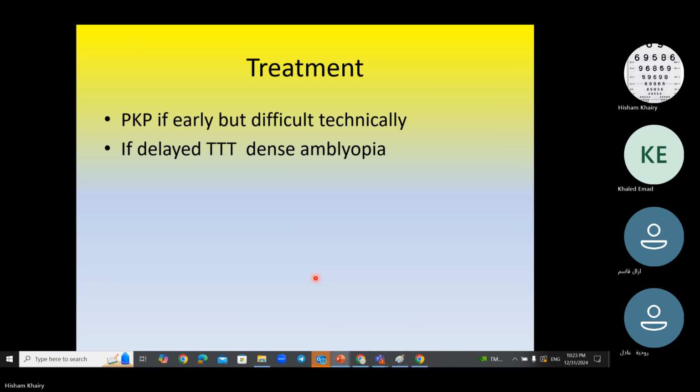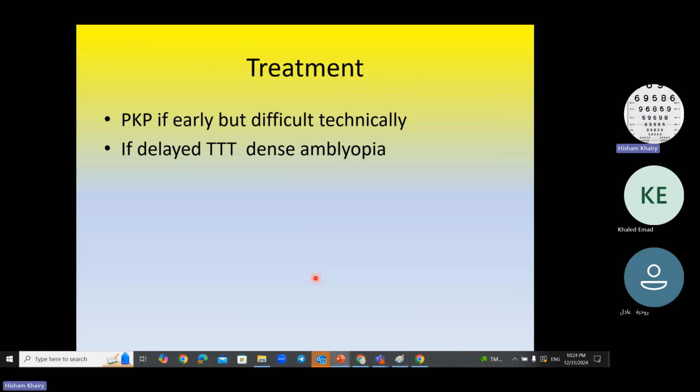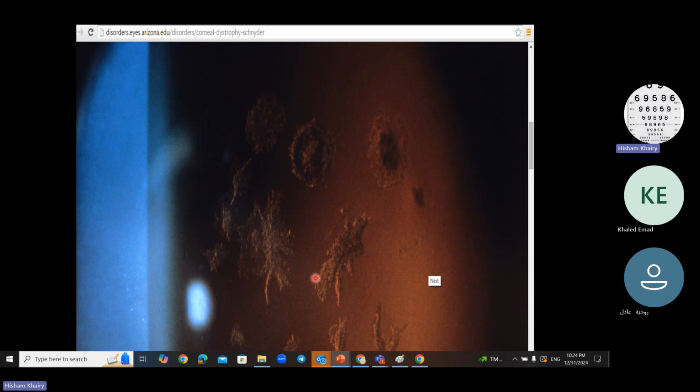Treatment, if needed visually: it's technically difficult because any keratoplasty under the age of 9 years old is not that easy. And the problem is if you treat early, penetrating keratoplasty is technically difficult, with issues of rejection. If you delay treatment, the child might develop dense amblyopia.